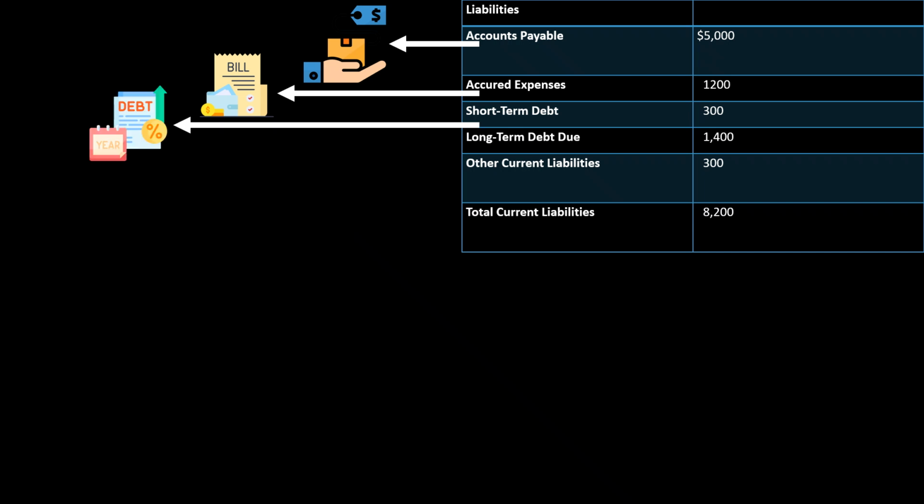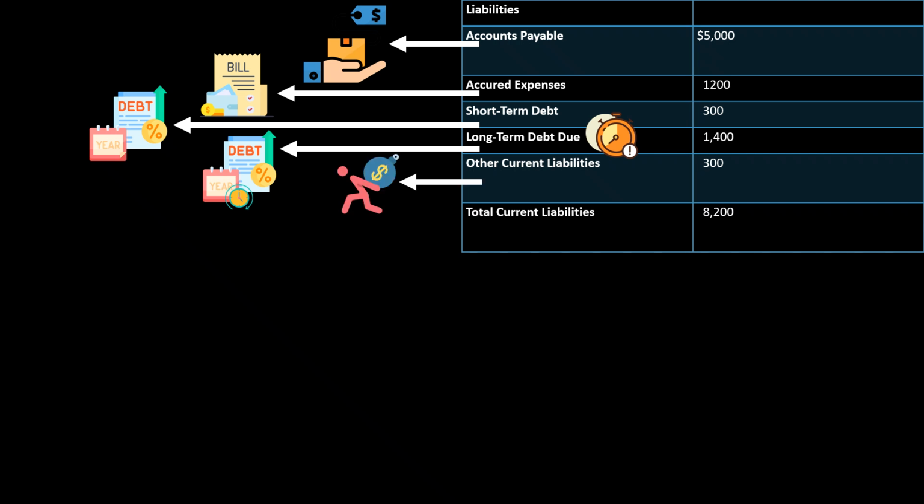Short-term debt is debt due within the year. Long-term debt due is debt that was longer than a year but is now due within the year. Other current liabilities are for the current liabilities that didn't fit anywhere else. Think of rows that start with Other as the drawer for everything else that couldn't be categorized. Total current liabilities is the total debt of a business within the year.